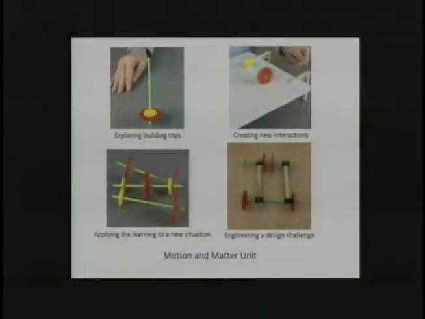So an example, the motion and matter unit from grade 3. The students explore, it's called motion and matter, and they do it through a variety of experiments. They first of all build tops, spin them. You can imagine kids in third grade loving this. And then they create new interactions. They create an axle with a wheel on each side, but the wheels are not the same size. So it does some strange things.